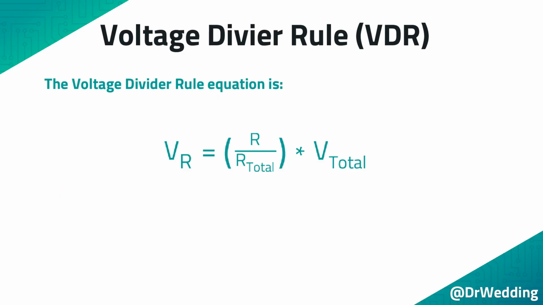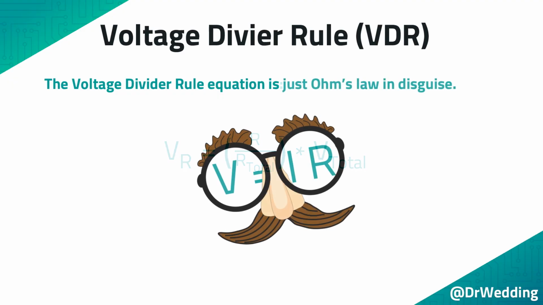The voltage divider rule equation is: the voltage across a resistor is equal to a fraction of the total voltage, where the fraction is the resistor divided by the total resistance. The voltage divider rule is just Ohm's law in disguise. But unlike Ohm's law, the voltage divider rule only works on series circuits.